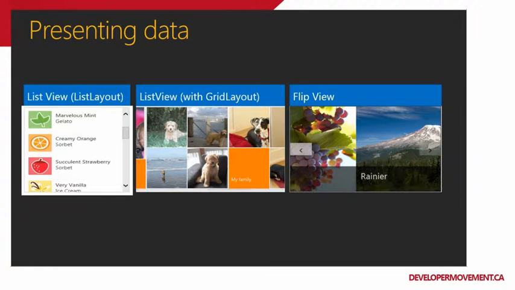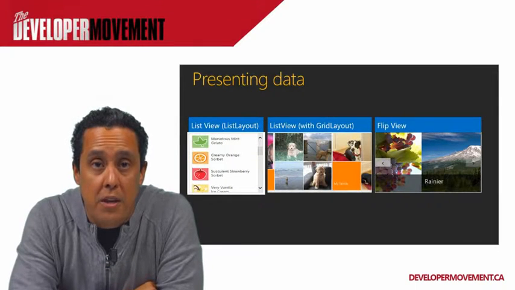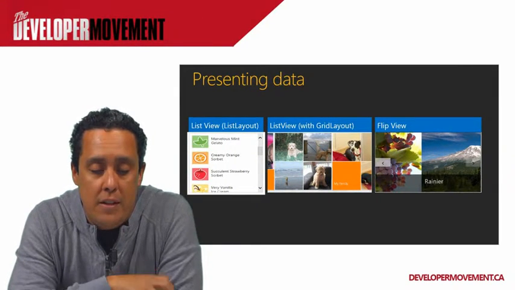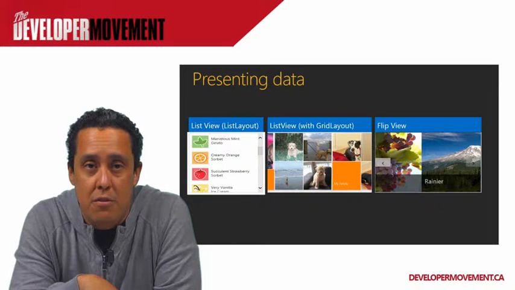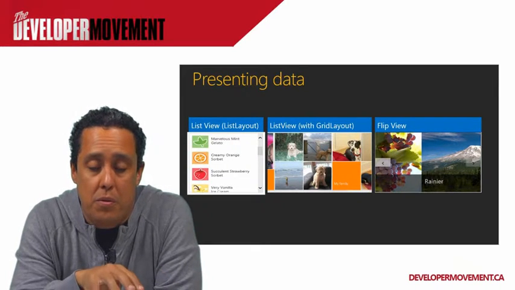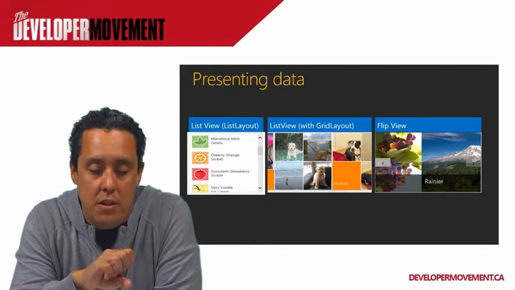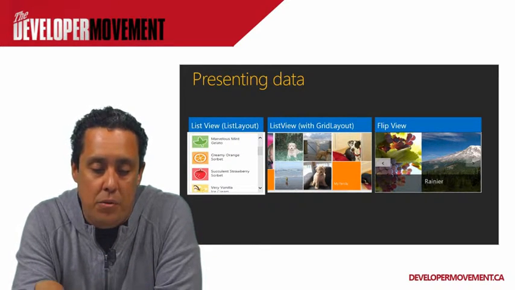So now presenting data, there's two main things that you're potentially going to be using to present your data. You're going to be using the list view control or the flip view control. And the list view control you're going to have in list layout or grid layout. List layout, you're most likely going to use in snap mode or in portrait mode. And grid layout, you're going to use in fill or landscape mode.